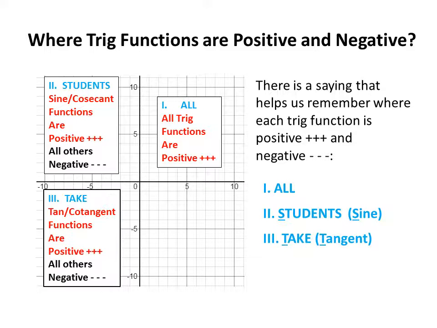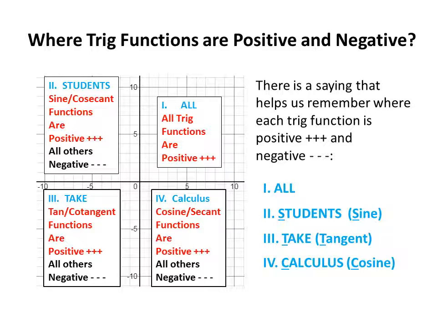All right, let's move to the third quadrant. So we have All Students Take in the third quadrant. And guess what Take stands for? The T stands for tangent. So you'll notice that tangent and cotangent functions are positive in the third quadrant, and all other trig functions are going to be negative. And then, of course, in our fourth quadrant, we have All Students Take Calculus. The C in Calculus is telling us that our cosine, and then what goes with cosine? Well, don't we remember, it's secant. So our cosine and secant functions are positive and all others are negative. So don't forget: All Students Take Calculus.